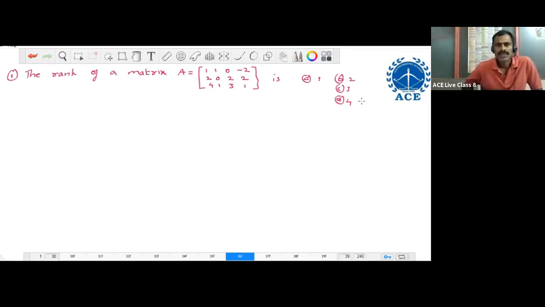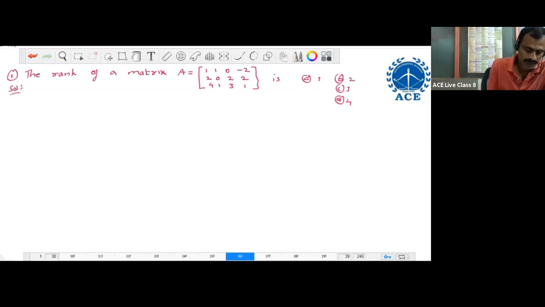To find the rank of this matrix, first you have to check whether the given matrix is in echelon form or not. If the matrix is in echelon form, we can directly write the rank. If it is not in echelon form, we write the rank by reducing the given matrix into echelon form. If you observe all the elements, the given matrix is not in echelon form. So let us reduce the given matrix into echelon form according to our row reduction method.